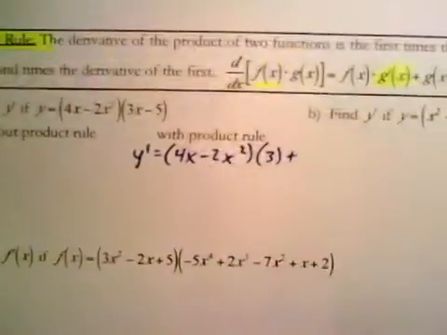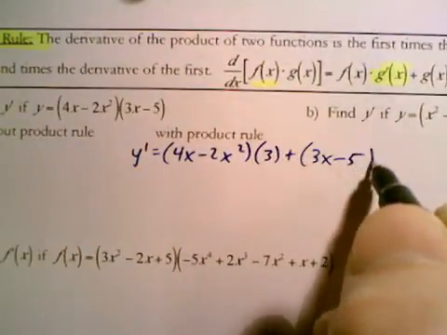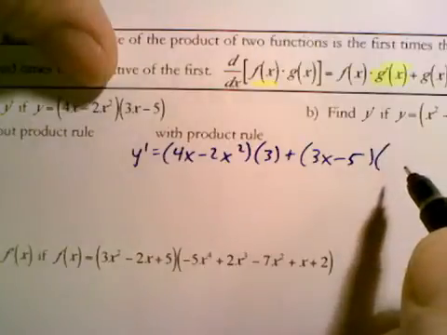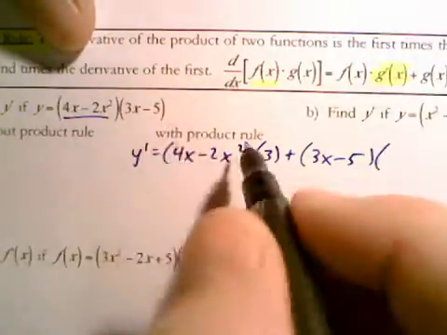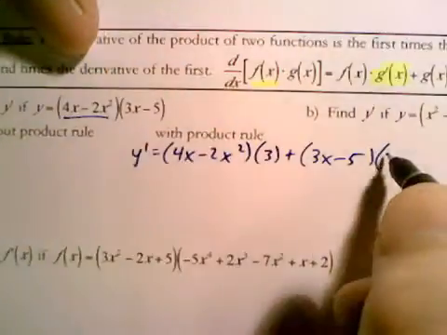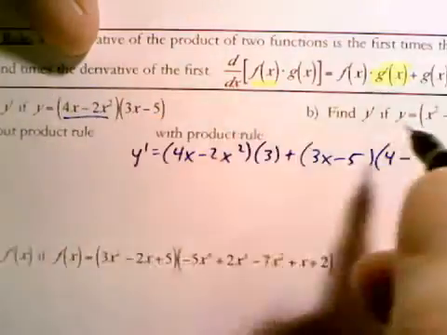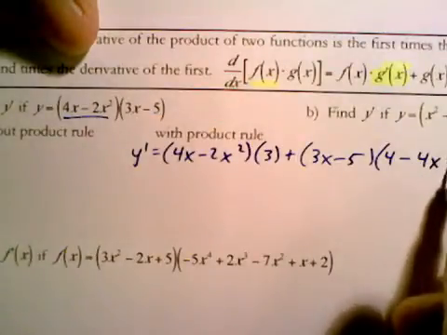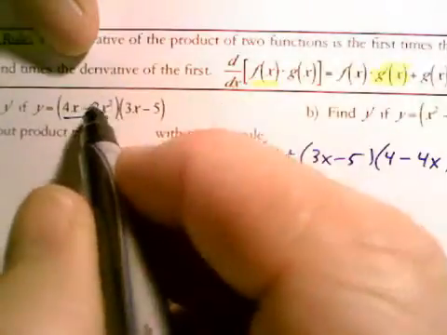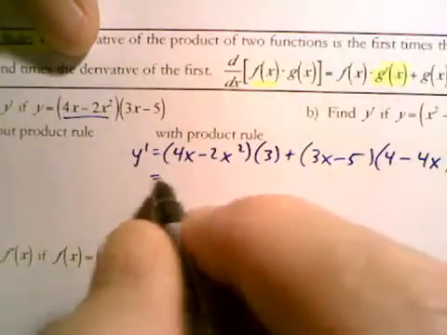Okay? Plus the second function, 3x minus 5, multiplied by the derivative of the first function. The first function here is 4x minus 2x squared. The derivative of 4x is 4, and the derivative of negative 2x squared is negative 4x. Okay, 2 times 2 is 4, x to the 2 minus 1. So you get that. And yeah, this is kind of a pain.